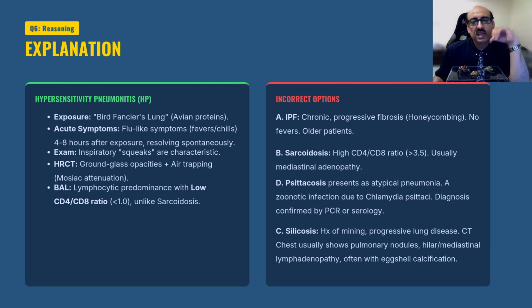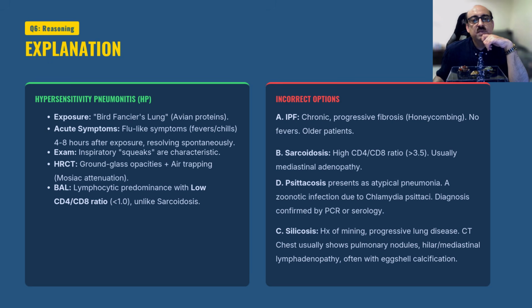Option A, IPF, idiopathic pulmonary fibrosis, because it's usually chronic progressive fibrosis with honeycombing on the lungs, and usually there is no fever in older patients. In this case, it's unlikely. Sarcoidosis, again, there is no history suggestive of that. Usually you have mediastinal lymphadenopathy on CT, and a high CD4 CD8 ratio, usually above 3.5. In this case, it's less than 1.